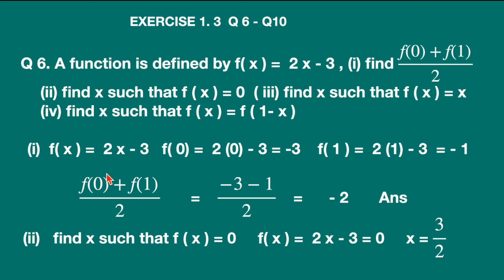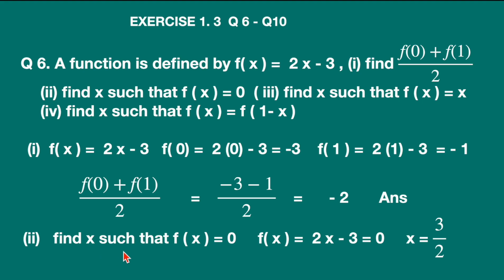F at 1, substitute x as 1 and write down f(1) is equal to 2 into 1 minus 3, that is minus 1. Substitute these values in this expression. f(0) is minus 3, f(1) is minus 1, minus 3 minus 1 upon 2. This is equal to minus 4 upon 2, that is equal to minus 2. Answer.